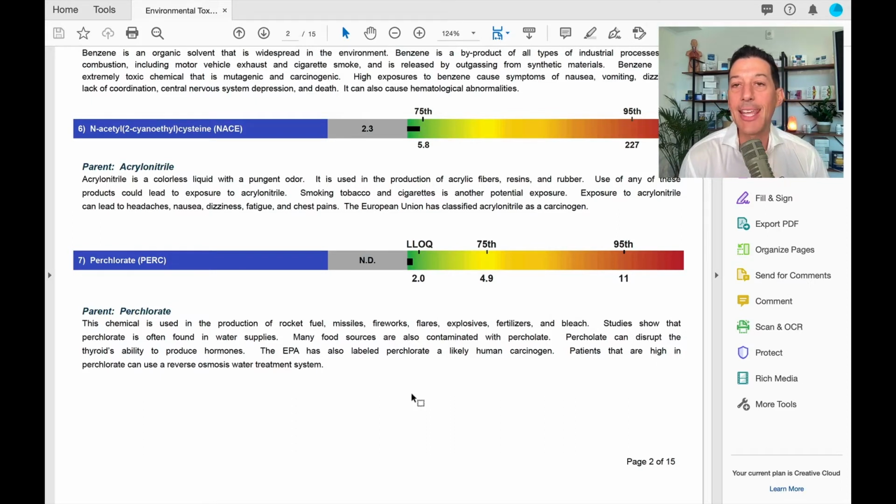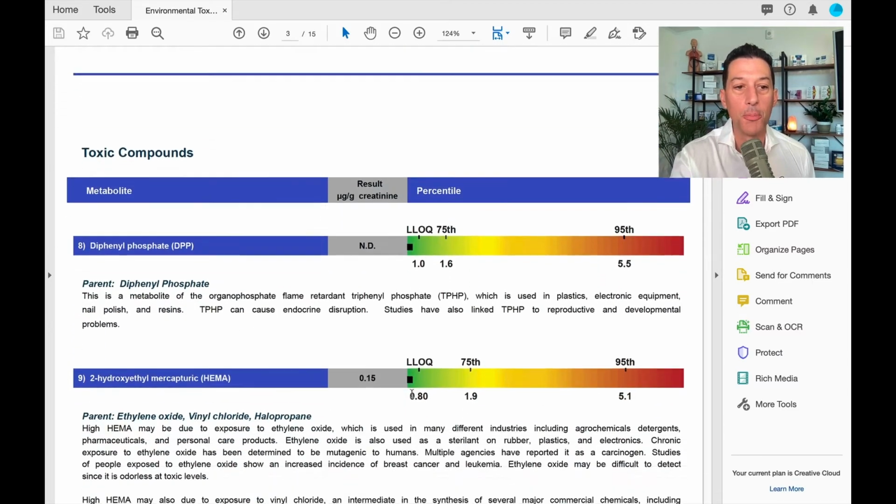But certainly, again, you're not getting it on you, you're breathing in the bleach vapors. So just keep that in mind. Most of these things are inhaled toxins. So it can also be from missiles, fireworks, flares, and explosives. I mean, this is not one that I typically see elevated, but nonetheless, it could be.